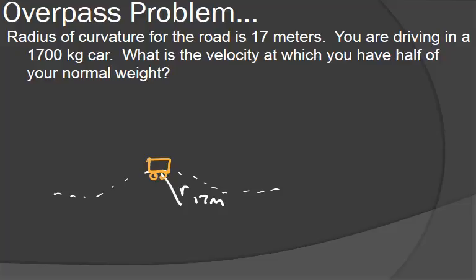So we want to find out what is the speed, or the velocity, at which we're half our normal weight. So go ahead and draw the free body diagram, and then set up your sum of the forces, and figure out how fast we will be going if it's half our weight. And so, pause the clip, and when you're ready to check, you can hit play to continue.